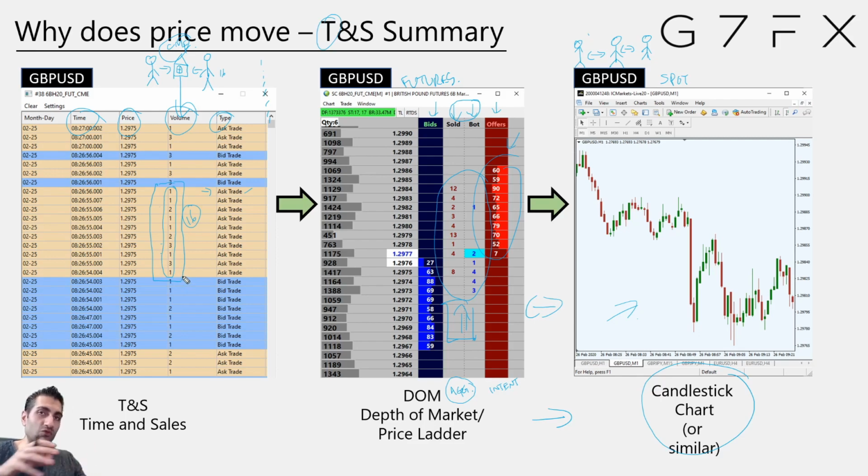We can reconstruct. It's called reconstructed tape. We can reconstruct that on the footprint. And that's why I wanted to mention it here. So again, if it doesn't make sense, don't worry about it. We'll come back to it.